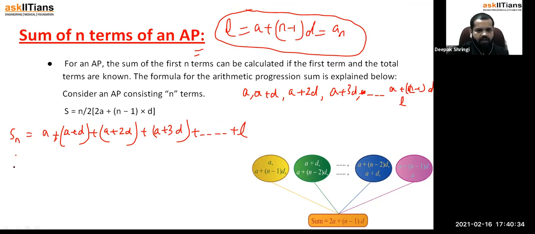What if I write Sn backward, if I write the series from the backward, from L? Then the second last term will be L minus D.